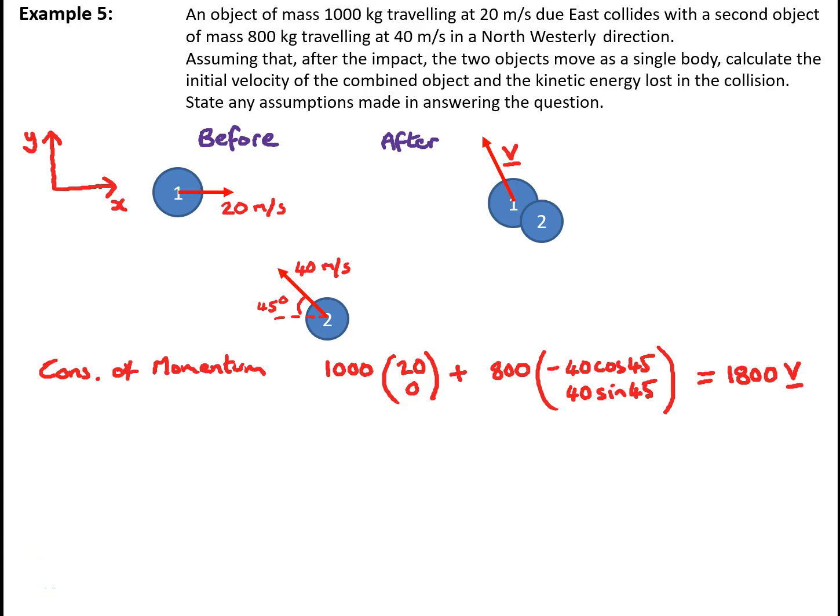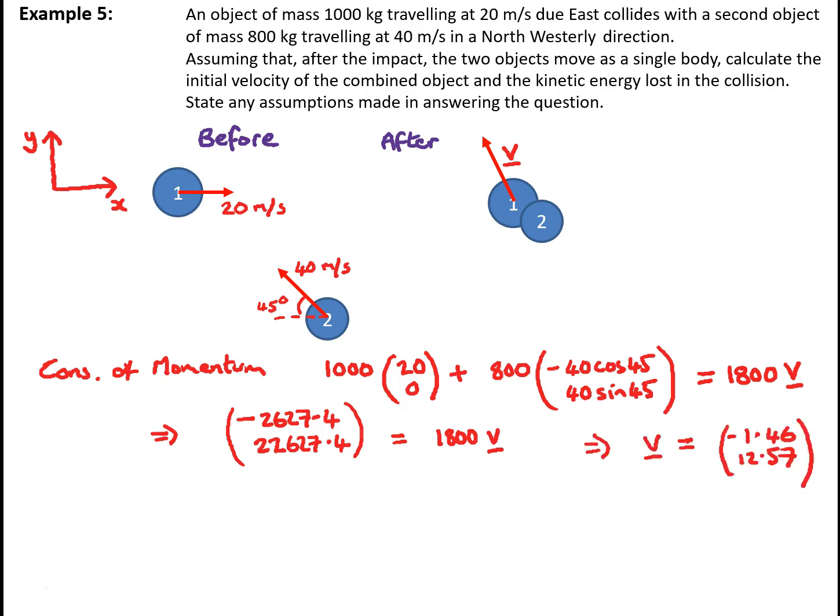If we use our calculators to simplify the left-hand side of the equation, we obtain minus 2627.4, 22,627.4 equals 1800 times the final velocity, which means that the final velocity must be minus 1.46 in the x direction and 12.57 in the y direction.